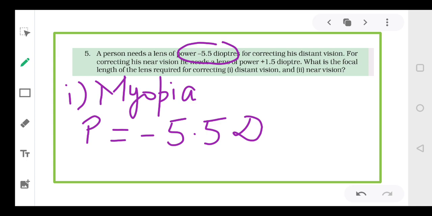Now tell me, what is the formula of power of lens? Hello everyone, tell me, what is its formula?